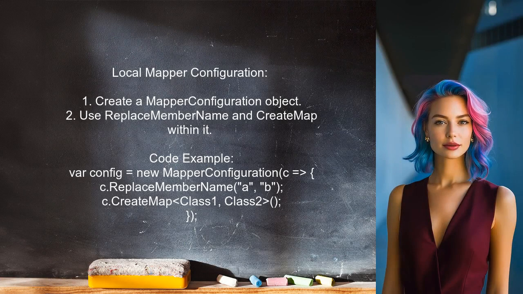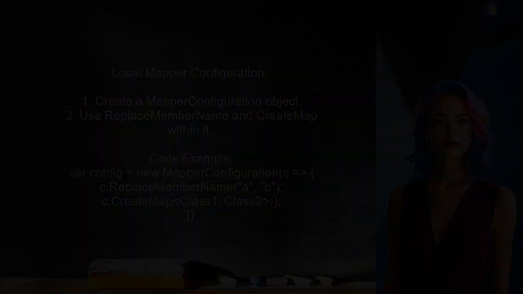You can also create a local mapper configuration. This involves setting up the ReplaceMemberName and the mapping in a single configuration object, which can then be used to map your data.